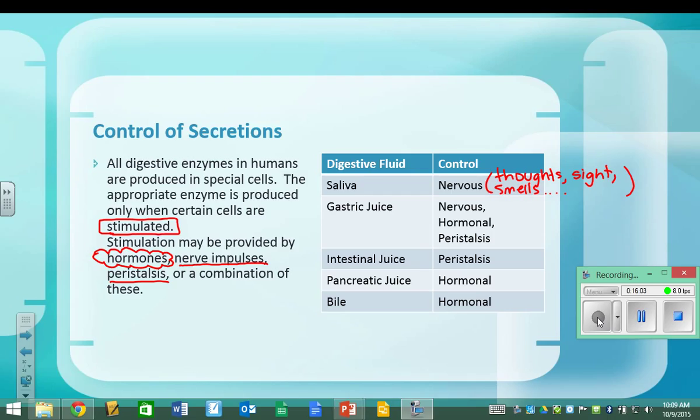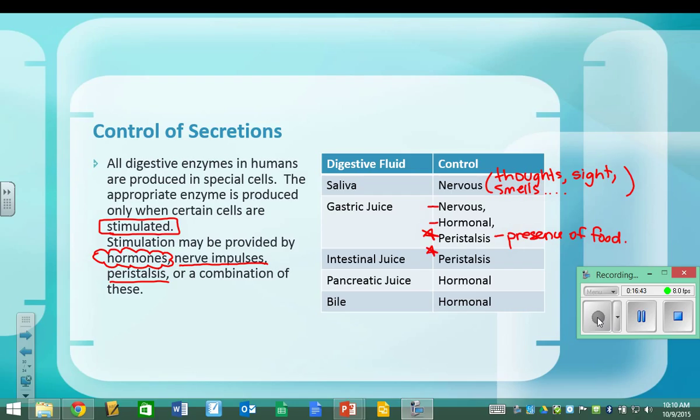Gastric juice can be nervous, it can be hormonal, and it can also be because of peristalsis. So remember, peristalsis happens the length of your digestive tract. It starts in your esophagus, but there are muscles everywhere the length of that whole tract. What we mean by peristalsis here is really the presence of food. If you swallow something and food enters your stomach, that's a signal to your stomach that it needs to produce gastric juice.